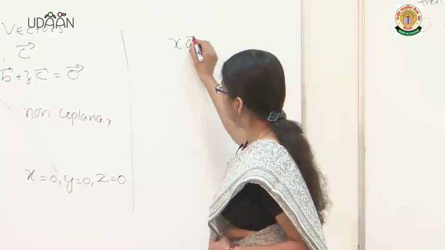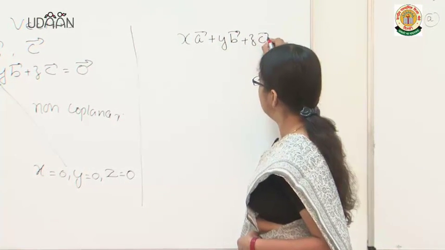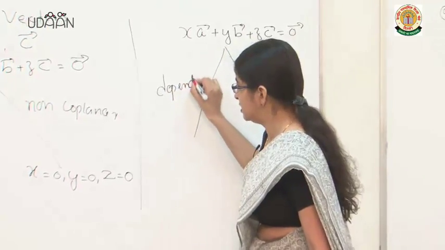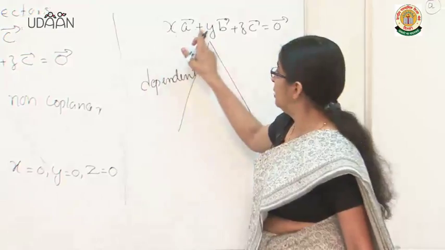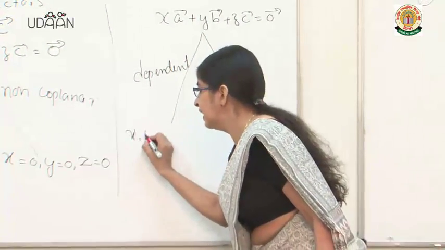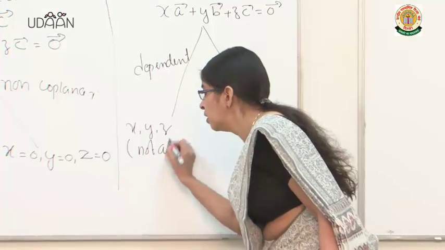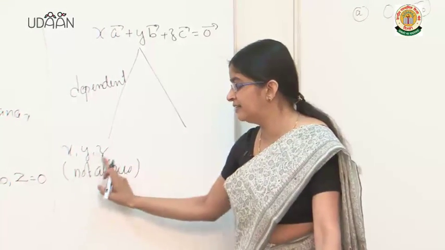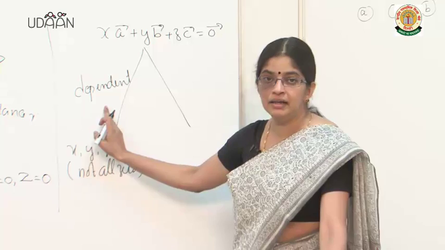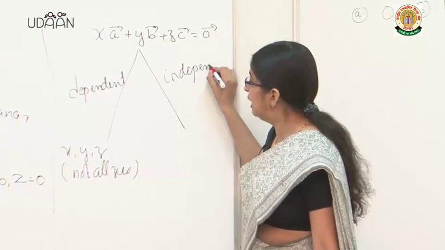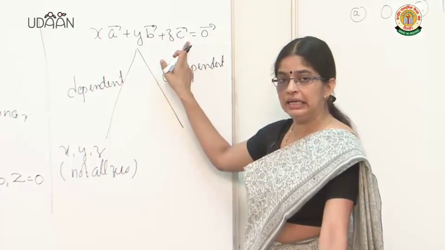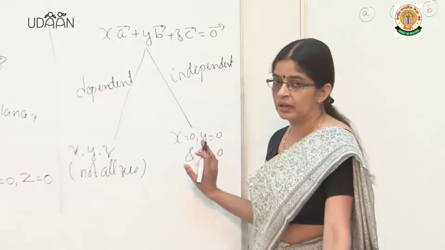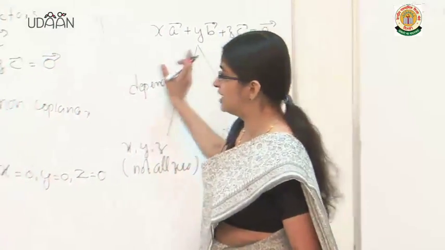Again, consider a linear combination xa plus yb plus zc equal to 0 is given to you. Vectors are said to be linearly dependent if, now see, xa plus yb plus zc equal to 0 is given, then these scalars x, y, z should be not all 0. In the linear combination xa plus yb plus zc equal to 0, if the scalars x, y, z are not all 0, then we say the vectors are linearly dependent. In the case of linearly independent, vectors A, B, C are said to be linearly independent if x equal to 0, y equal to 0 and z equal to 0. Is that clear? Now let us see what is the relation between these three.